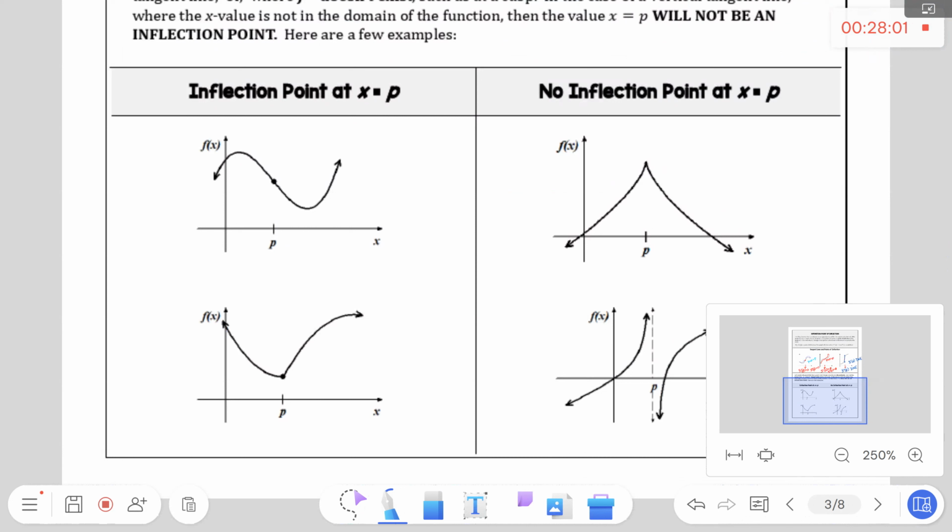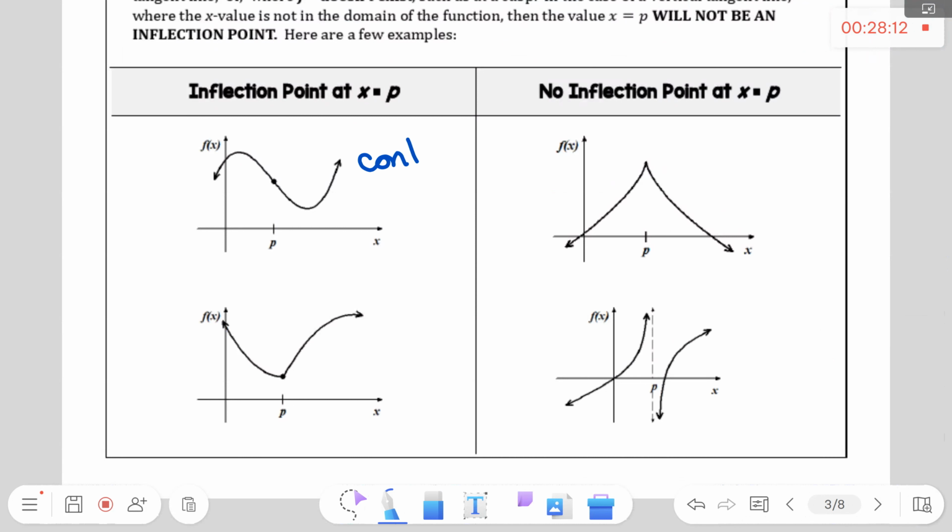So looking at these. How can I say we have an inflection at point P for this first one? Well, it's continuous, right? And differentiable. Doesn't break any of the rules. And it's concave down to concave up. That tells me we can say F double prime at P equals 0.